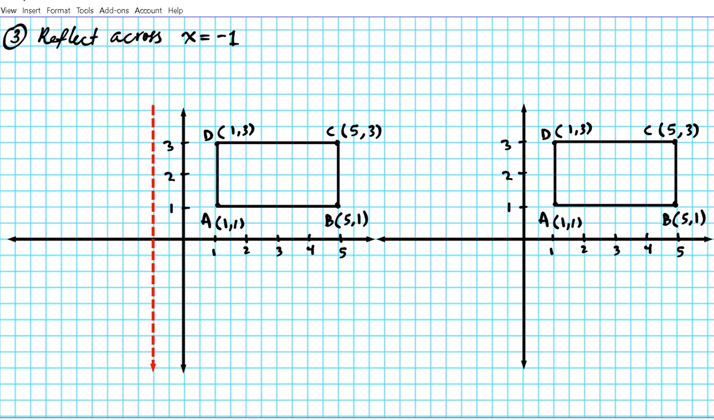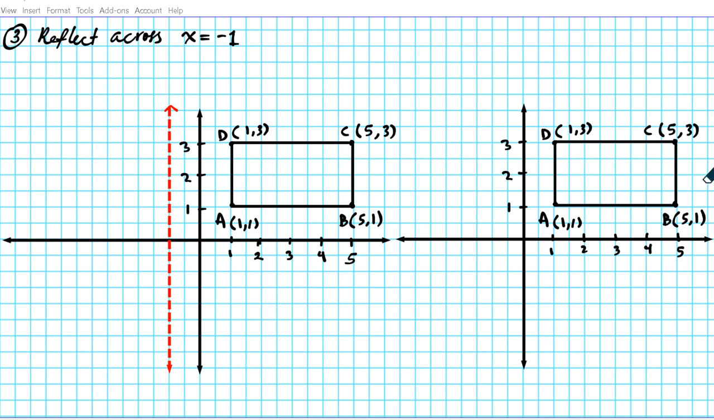So take a look at what we have here. Ladies and gentlemen, we have a vertical line of reflection, okay? So that automatically tells us what direction we are going to reflect in. Okay, so we're reflecting horizontally since our mirror is vertical.